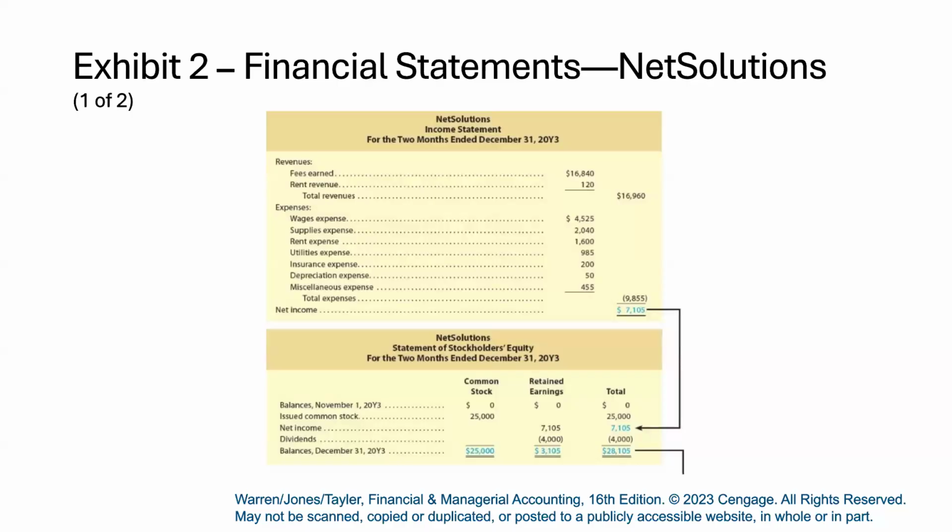So we can learn a lot about a business just by looking at their income statement, right? We can see how they earn revenue. Fees earned would tell us that this business does services for people rather than selling them stuff like a Walmart. Walmart would probably have sales revenue or something like that as their revenue. And then we could see that their biggest expense is wages. Second biggest is supplies. Third is rent. And fourth is utilities.